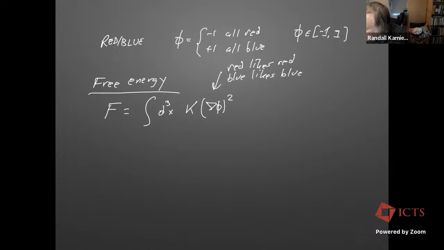So if you have a region of space, right? So here's your box. And you have a region of space with red. Well, the region of space next to it also likes to be red. Certainly doesn't want to be blue. And so you have some energy cost associated with changes in phi. In other words, if you have an interface between red and blue, then this costs energy.